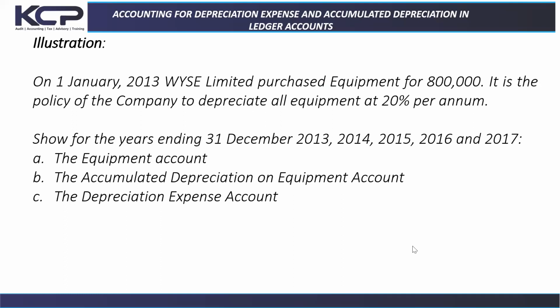Illustration. On 1st January 2013, YSE Limited purchased equipment for 800,000. It is the policy of the company to depreciate all equipment at 20% per annum. Show for the years ending 31st December 2013, 2014, 2015, 2016, and 2017: A, the equipment account, B, the accumulated depreciation on equipment account, and C, the depreciation expense account.